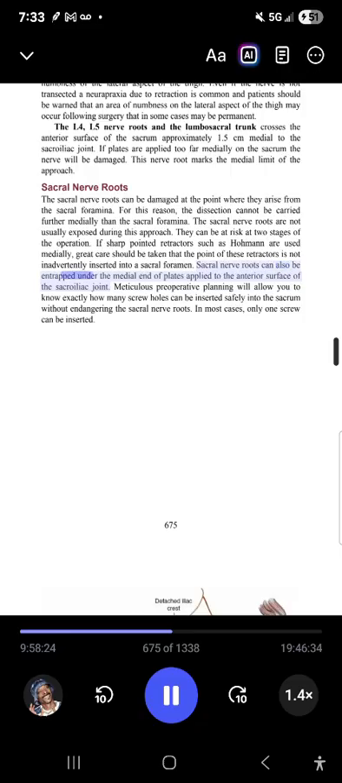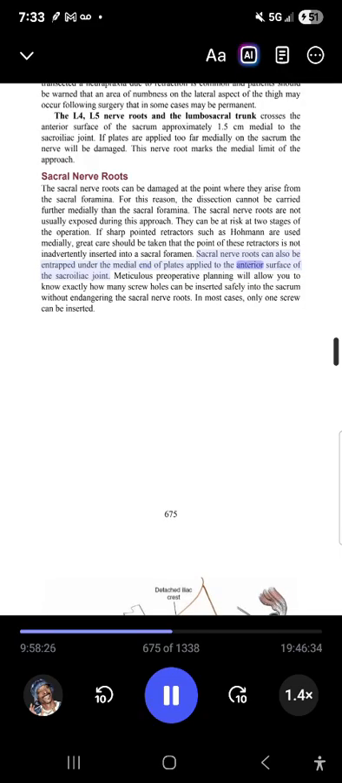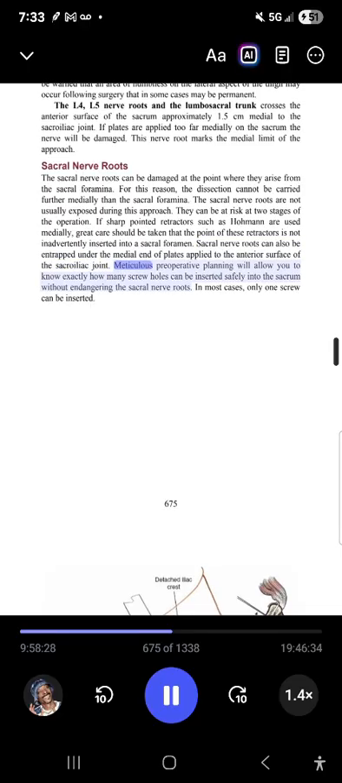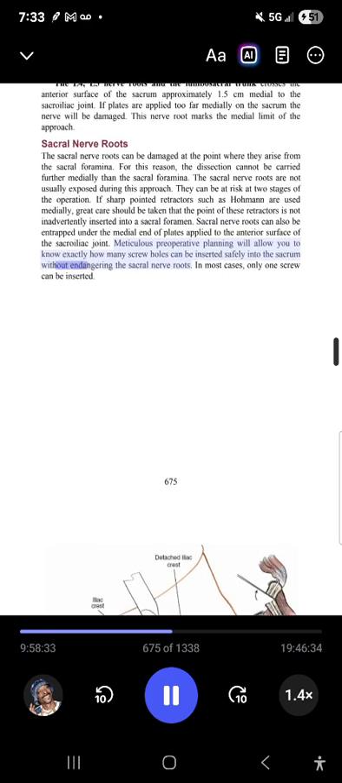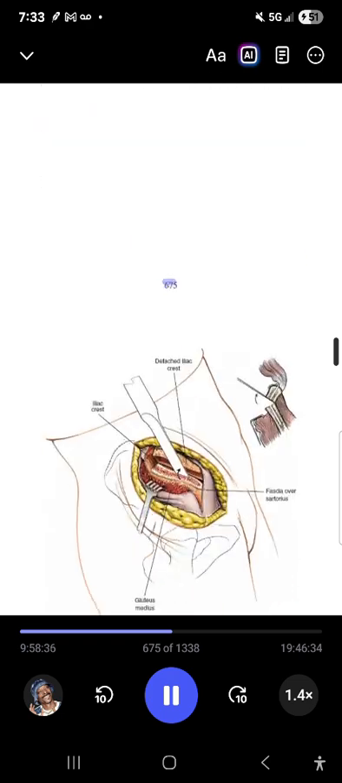Sacral nerve roots can also be entrapped under the medial end of plates applied to the anterior surface of the sacroiliac joint. Meticulous preoperative planning will allow you to know exactly how many screw holes can be inserted safely into the sacrum without endangering the sacral nerve roots. In most cases, only one screw can be inserted.